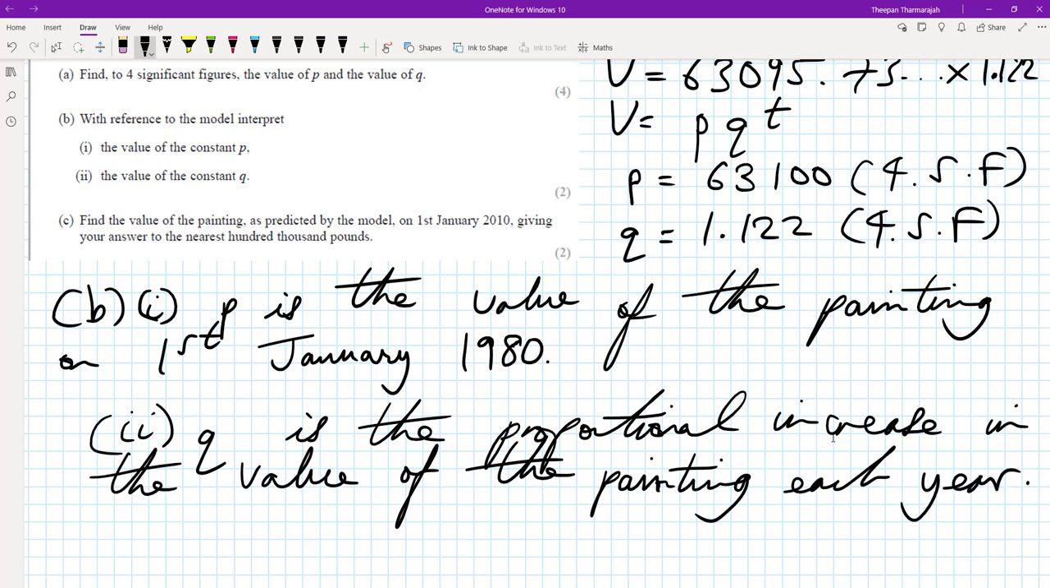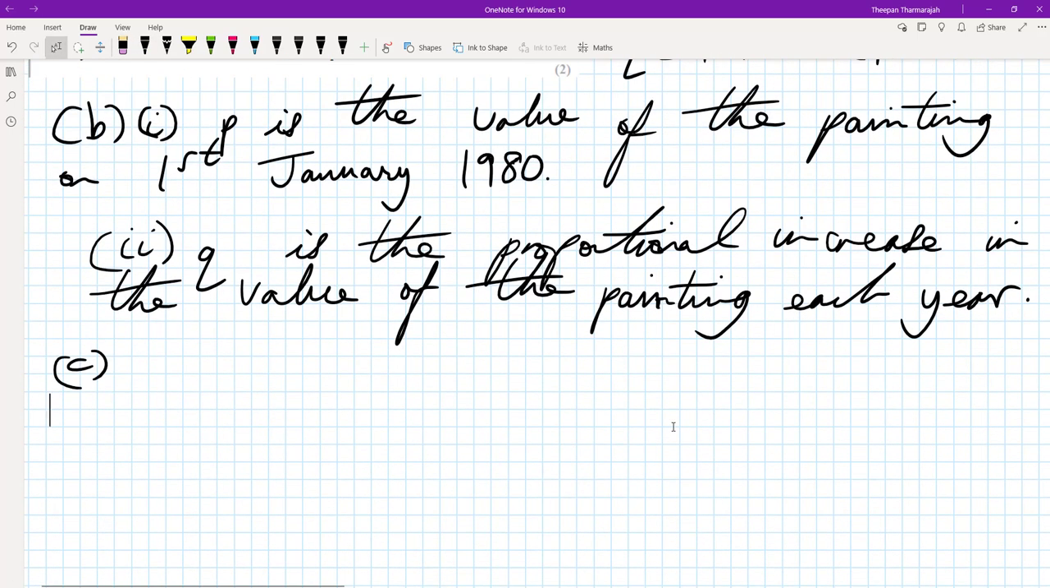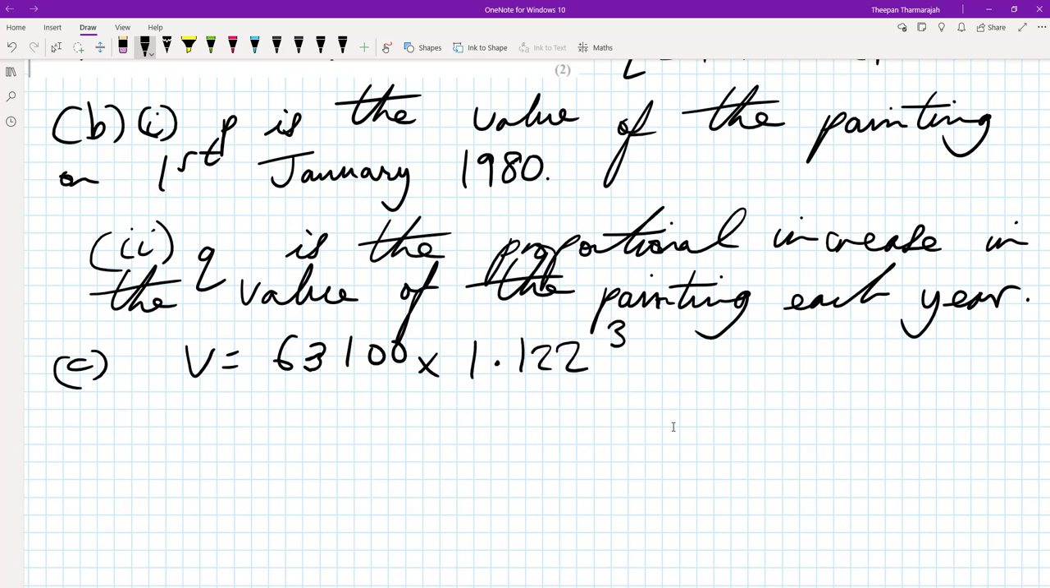And then for part C, we can just substitute it into our equation. So 63100 times 1.122 raised to the power of 30 gives me £2 million.